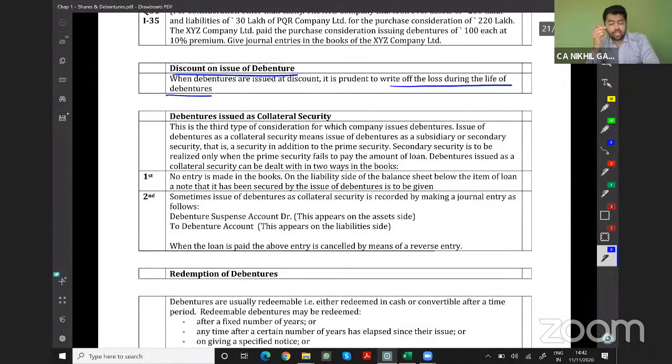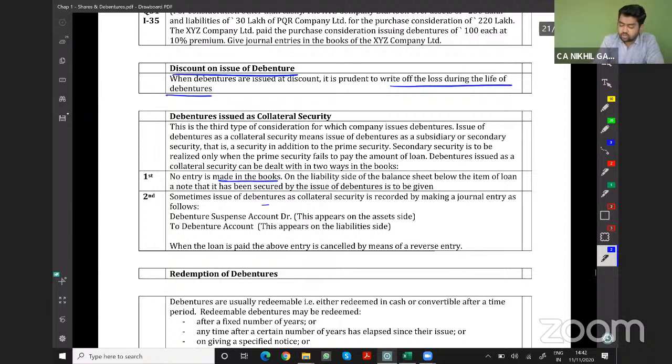When debentures are issued as collateral securities, you have the following two options. The first one is not to make any entry in the books, but you will say, if I'm not able to pay you 1 lakh rupees, I will issue debentures of 50,000, 80,000, 2 lakh, 3 lakh, and so on. And the second option is to pass an entry as well.